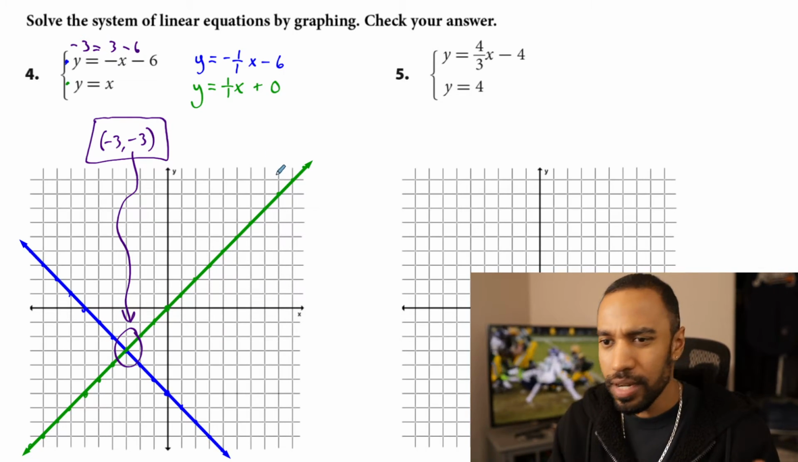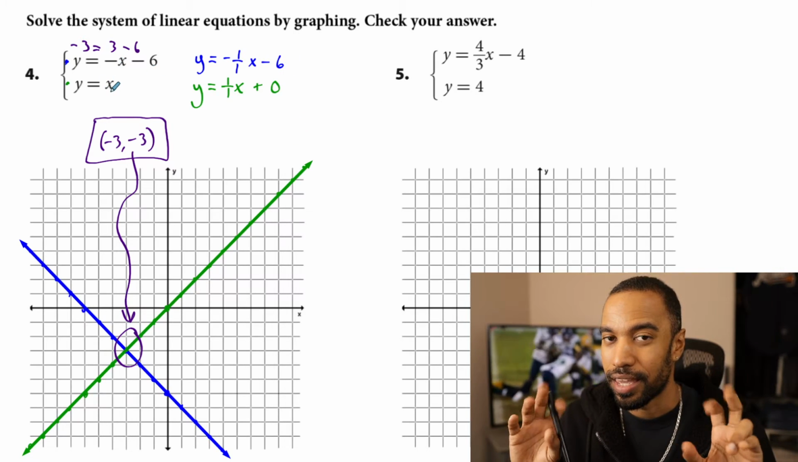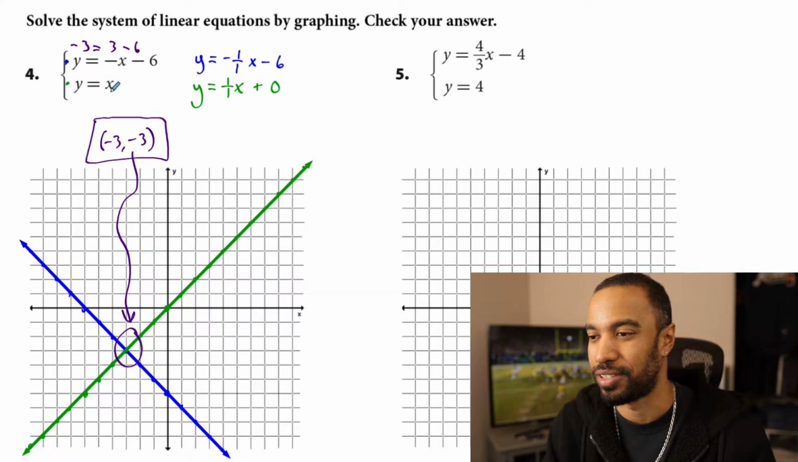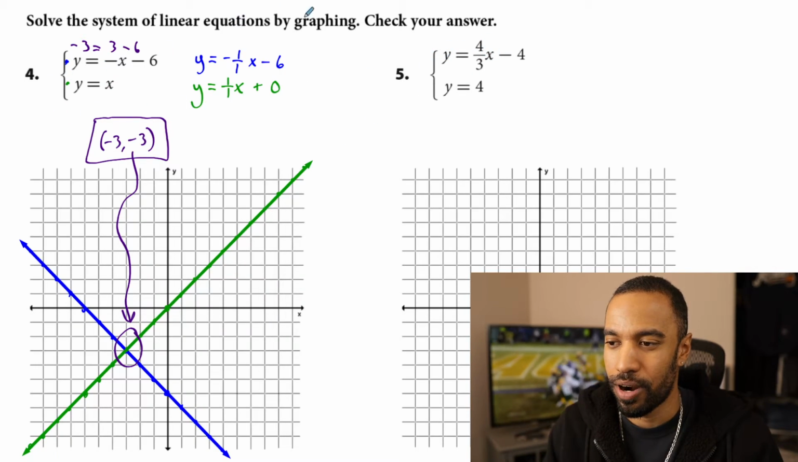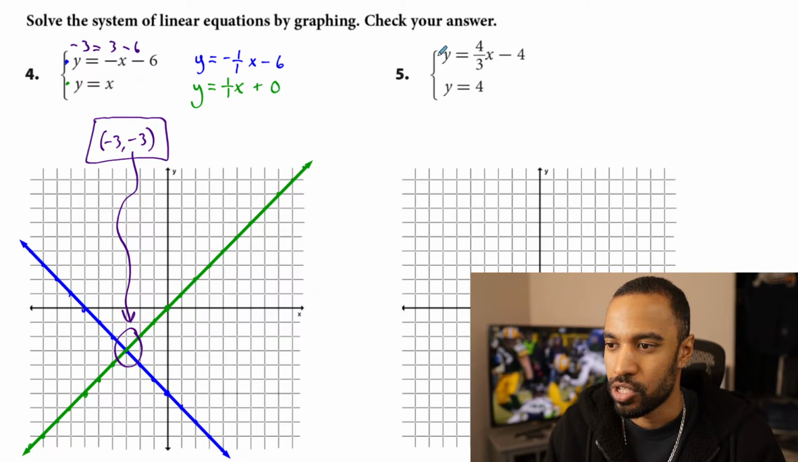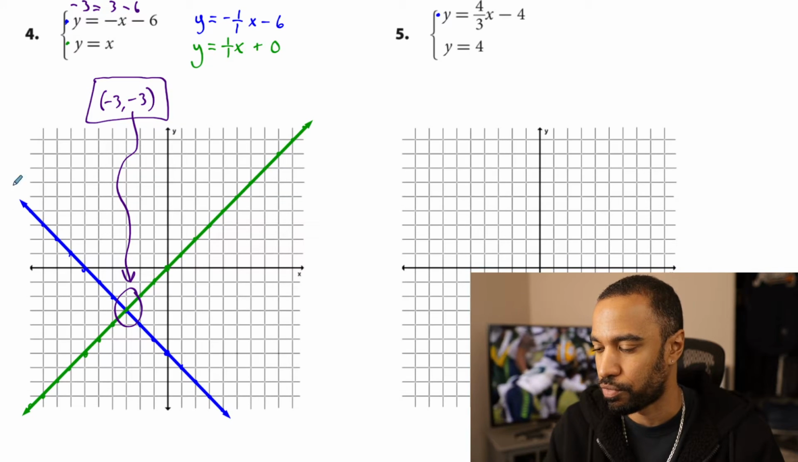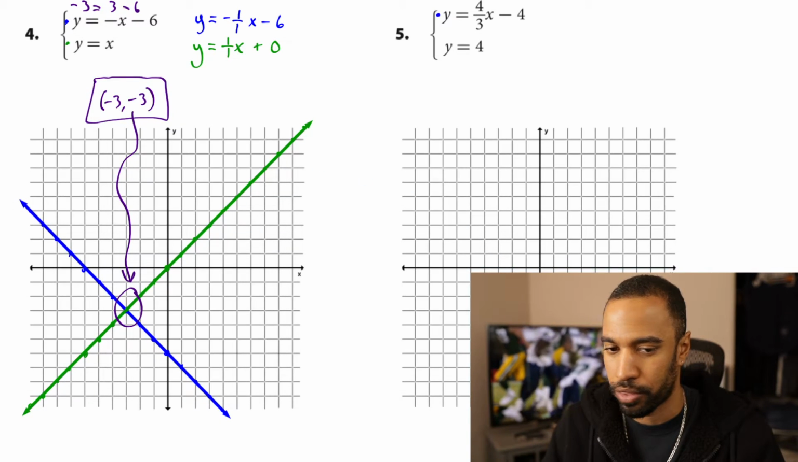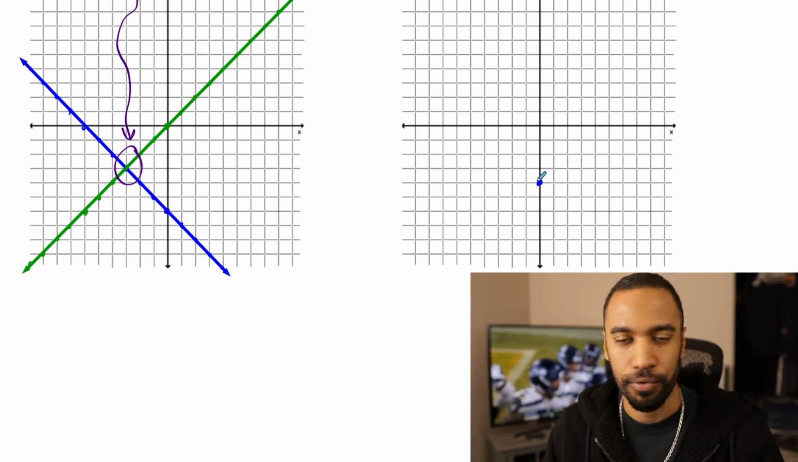So pretty simple one that people end up overthinking because, hey, it's not in slope-intercept form, even though it actually is. All right, number 5, y equals 4/3 x minus 4 and y equals 4. Start with the first one, very straightforward. This looks a lot like number 3's first question, the negative 4/3 x, only this time it's positive. I'm going to go ahead. It's a minus 4 to start with.